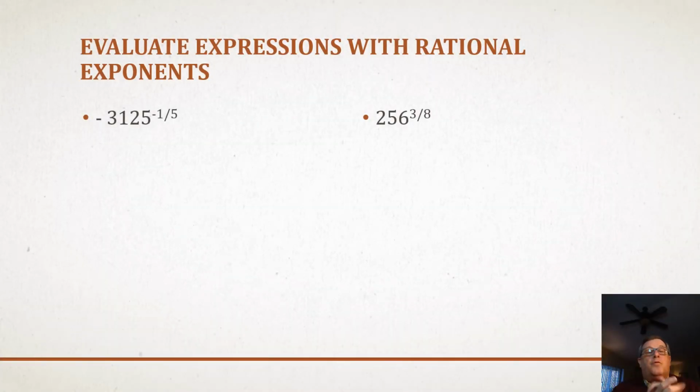Evaluating expressions with rational exponents. Okay, well, we know that if we have a rational exponent, the denominator tells us what root we're taking of the base, and the numerator tells us what power we're raising the radicand to. And if we have a negative exponent, like we see right here, well, we know that forces it down into the denominator. So we have negative 3,125 raised to the negative 1/5 power.